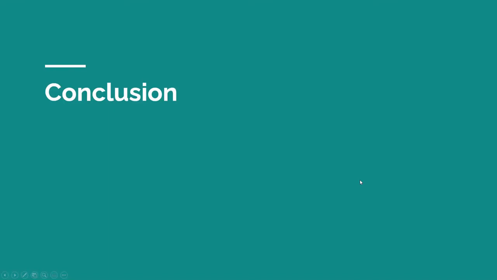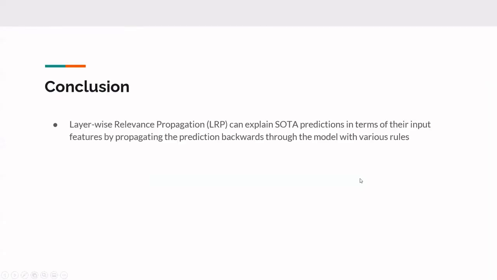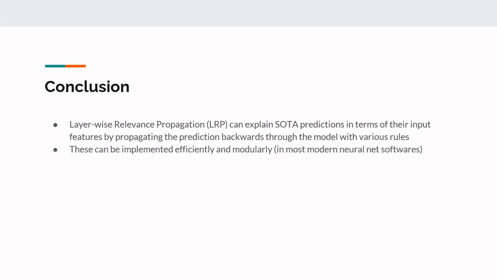So moving on to our conclusion, LRP can help explain state-of-the-art predictions in terms of their input features by propagating the prediction backwards through the model by applying various rules to the different layers of a neural net. And these rules can be implemented very efficiently and modularly in most modern neural net software. Through parameter tuning, even the most complex models can have high-quality explanations.